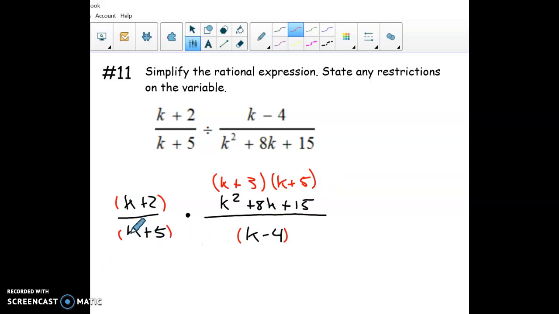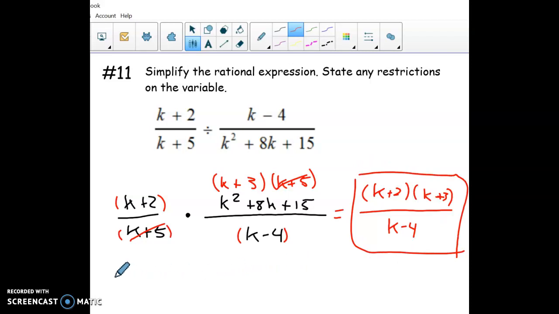Okay, now just cancel. So we have matching k plus 5, so cancel those out. And then nothing else matches, so we just have k plus 2 times k plus 3 all over k minus 4, and that's it.